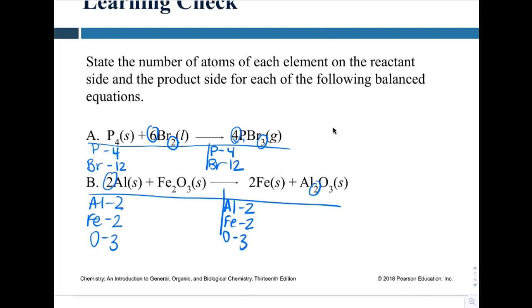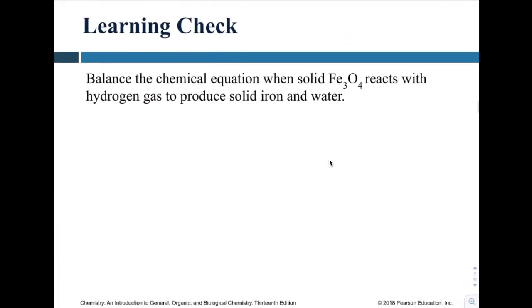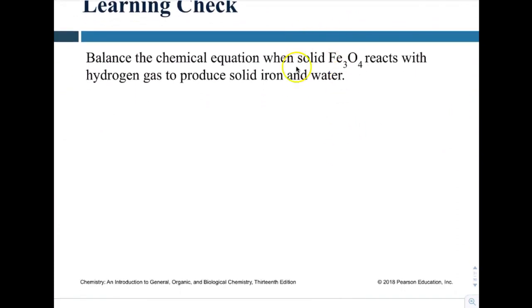Make sure you can quickly do that. You don't have to do a T-chart every time. If you get used to doing it in your head, do it in your head. Alright, so now we're going to practice actually taking a word problem, writing an equation, and balancing it. So here's where everything's going to start coming together.